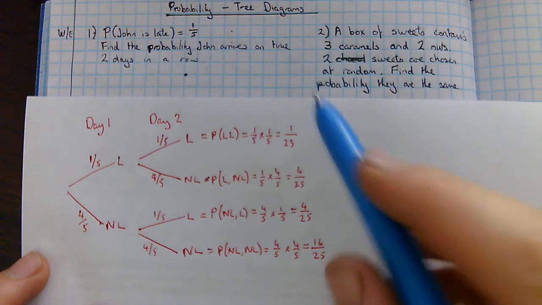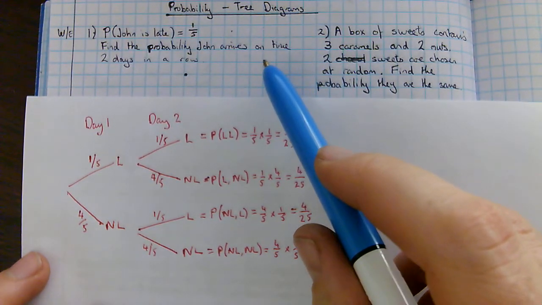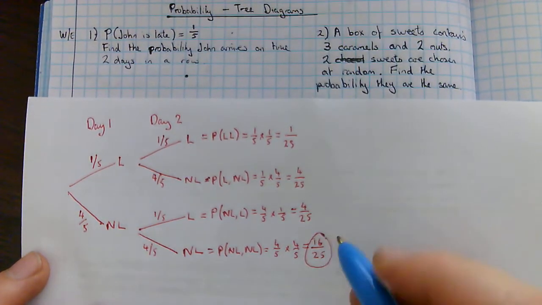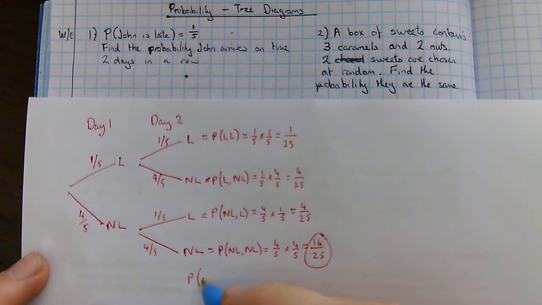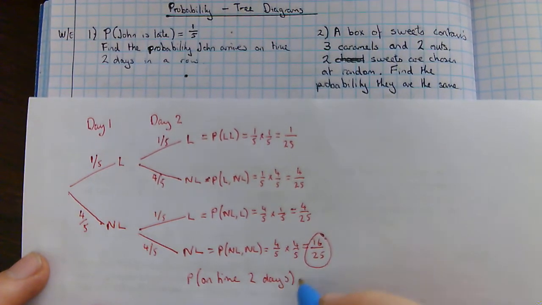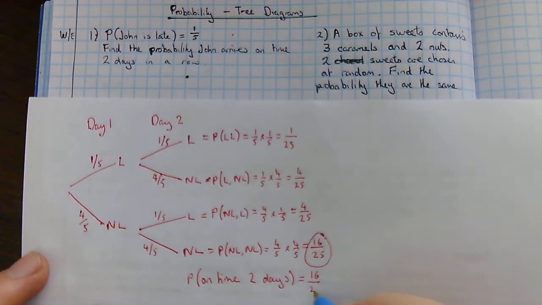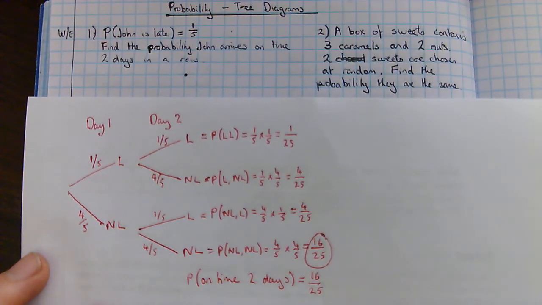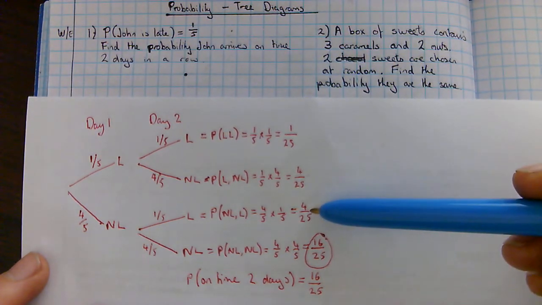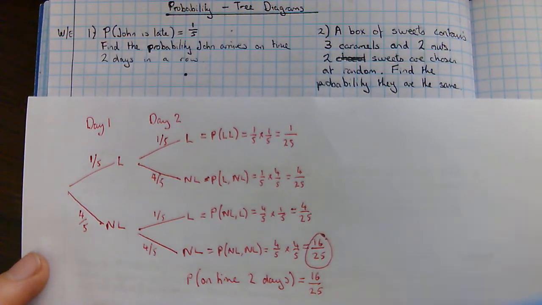So the probability that he arrives on time 2 days in a row, well, which of these is on time 2 days in a row? It's just this one. So the probability of on time 2 days in a row equals 16 out of 25. Notice it could ask a slightly more difficult question, like what's the probability of being late once and on time the other time? Here you'd have 2 outcomes, and you need to add them together. But the answer to the question is 16 out of 25. Just pause the video now while you take that down before we go on to the second example.